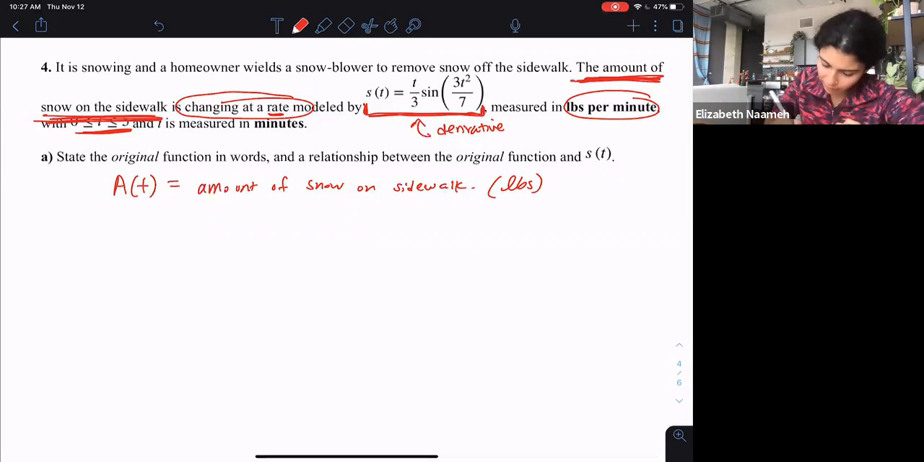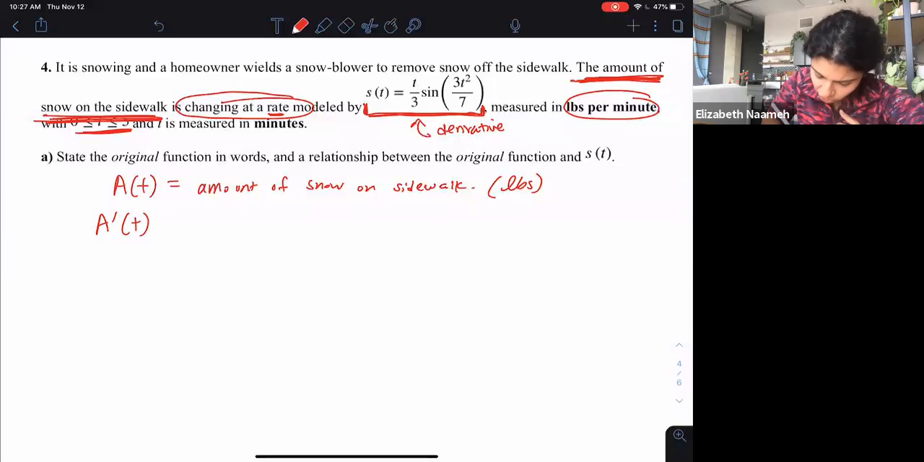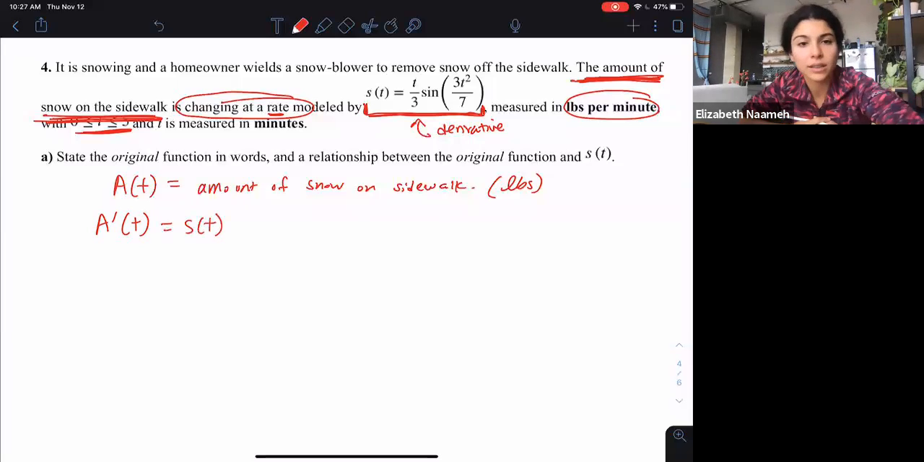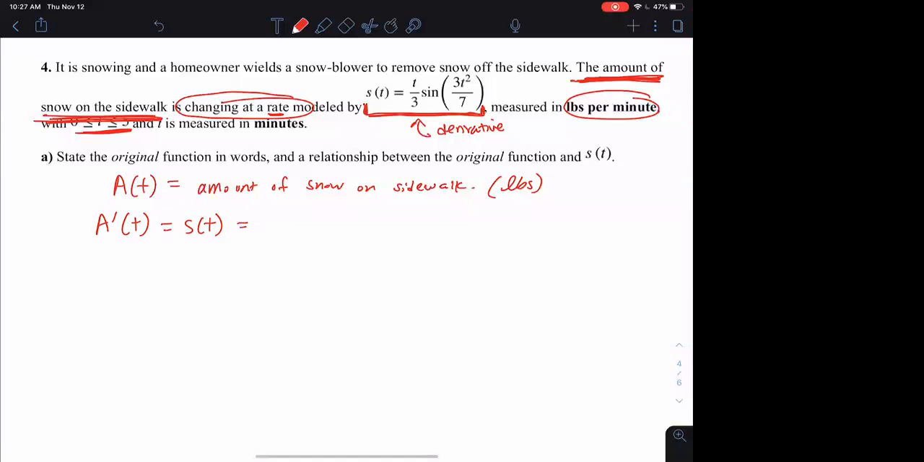So now we're going to talk about the function they gave us. Write this down. Didn't they give us the derivative? Yes? Yeah. Write something, see if this makes sense. The derivative, the rate of change, the slope of A of t is what they gave us, S of t. Yes, does that make sense? Everybody on board? Yes.